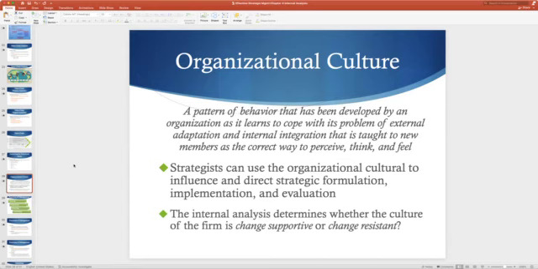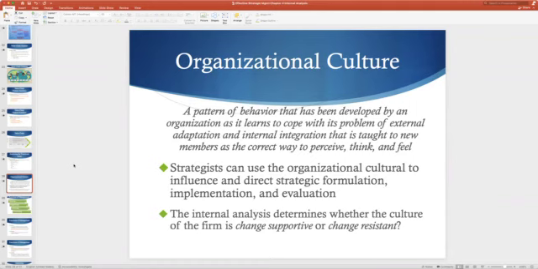So when we're looking at organizational culture, we're looking at that pattern of behavior that's been developed by that organization as it learns to cope with its problems of external adaptation, and the integration internally that is taught to the new members in the correct way to perceive, think, and feel. And again, is it going to be change supportive or change resistant? So we have to analyze our culture.